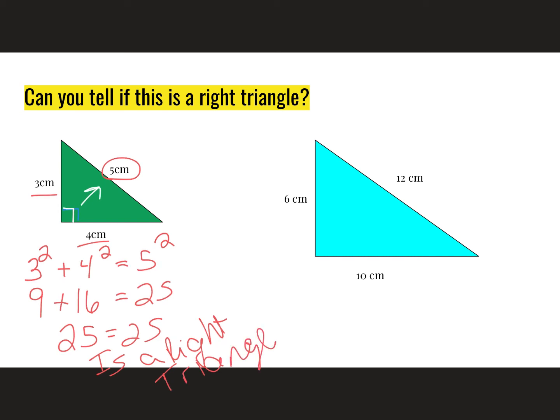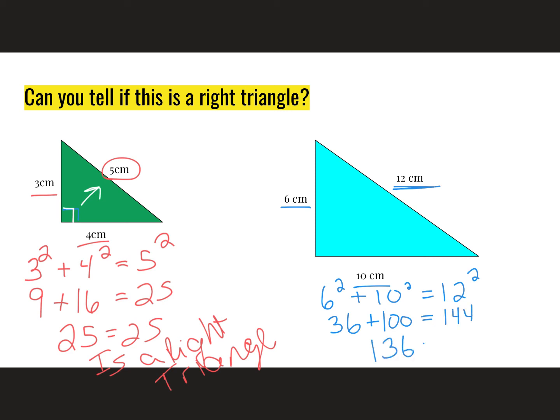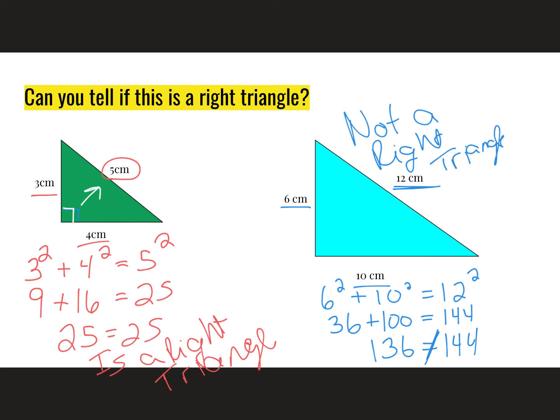Let's look at this other one. Again, my longest side here must be C. So I have to do 6 squared plus 10 squared equals 12 squared. Well, 6 squared is 36. 10 squared is 100. 12 squared is 144. So I get 136 equals 144. That is not true. So this one is not a right triangle, even though it looks like one. Because, by the way, it does not matter what it looks like when I draw it. It matters if the sides are correct. So that one is not a right triangle.